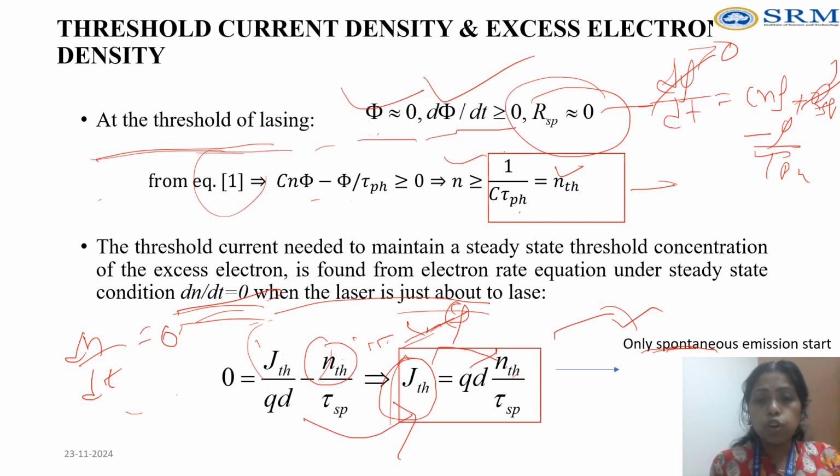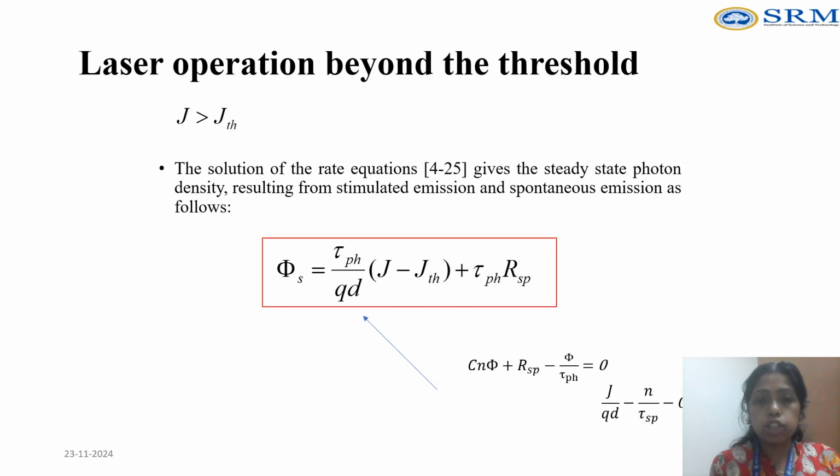Now, if you put this value in the first equation, you will get one more equation. Then comes the laser operation beyond the threshold, so if J is greater than JTH. Now, equation 1 and equation 2: one equation is this one, Cnφ plus Rsp minus φ/τph is equal to 0. This is the photon rate equation, and the electron rate equation is J by qd minus n/τsp minus this one.